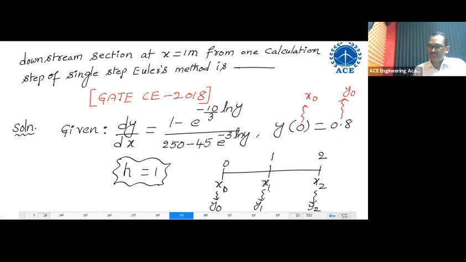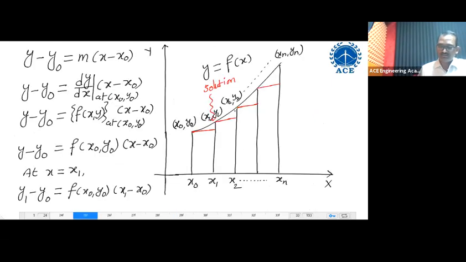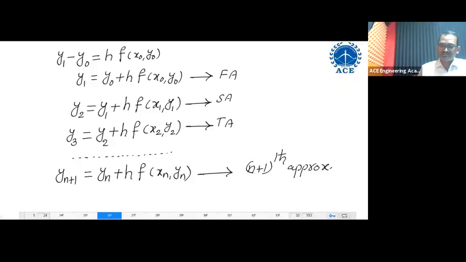Now you are asked to find water depth at x is equal to 1. Water depth at x is equal to 1 means y1. Directly we need to find y1 only. What is y1 formula? Look there, this is the first one. Y1 formula: y0 plus h into f of x0 comma y0.